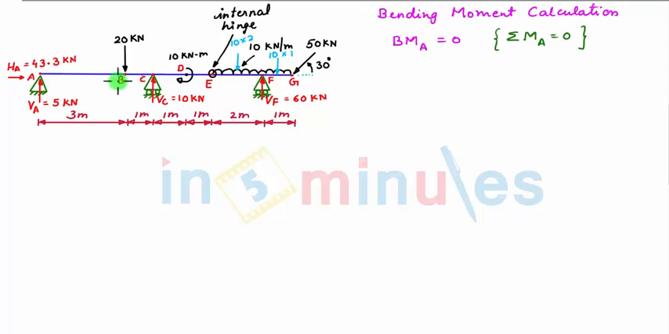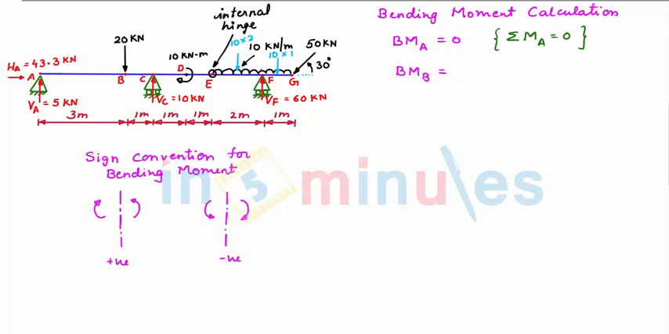Next we take section at point B. So bending moment at point B is equal to, now sign convention for bending moment is on the left hand side of section clockwise moment and on the right hand side of section anti-clockwise moment is taken as positive, whereas on the left hand side of section anti-clockwise moment and on the right hand side of section clockwise moment is taken as negative. So now considering the left hand side of section from point B, we have a first clockwise moment caused due to the vertical support reaction of 5 kN acting at a distance of 3 meter from point B. So we have 5 into 3.